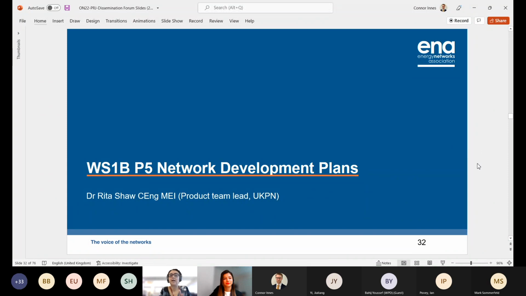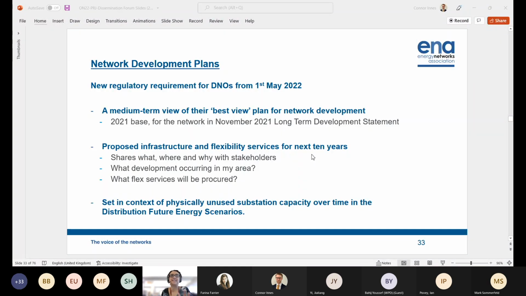Thank you. Right, so I'll be talking about the network development plan product, and Ian has already given a little bit of introduction to that. If we go on to the next slide, please. So to kick off, this is a new regulatory requirement which applies to all the distribution networks, which we need to publish by the 1st of May 2022.